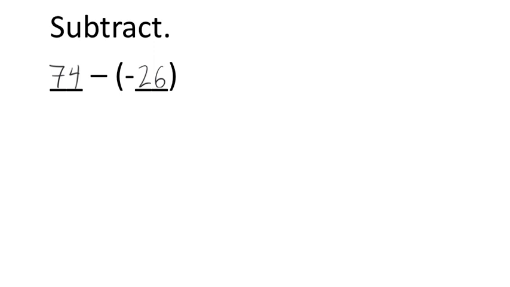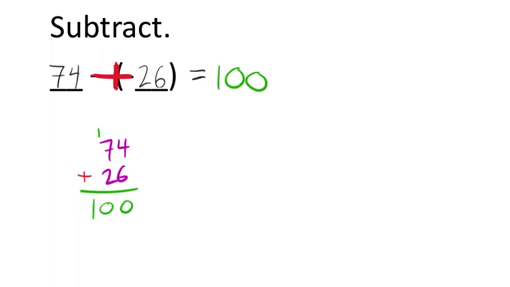On this one, minus the negative right there, we definitely will change that to a plus. So it becomes 74 plus 26. They're both positive now. So we're going to take the 74 and the 26, and we will add them together. 4 plus 6 is 10, carry the 1. 1 plus 7 is 8, plus 2 is 10. And we end with a positive 100.